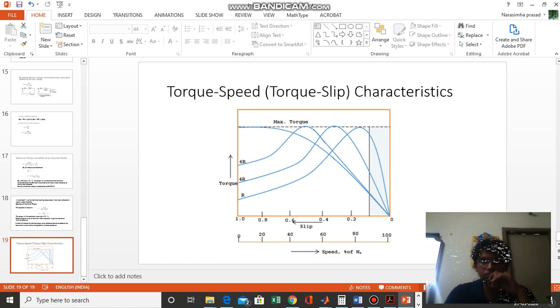If you see here, this is the slip value and this is the speed. Slip varies from 0 to 1 and speed varies from 0 to N_S. This 0 to N_S is the rotor speed N_R. When the rotor speed reaches N_S, the slip value becomes 0, because (N_S minus N_R) by N_S equals 0. I hope you understood the torque-speed characteristics of an induction motor. Thank you.